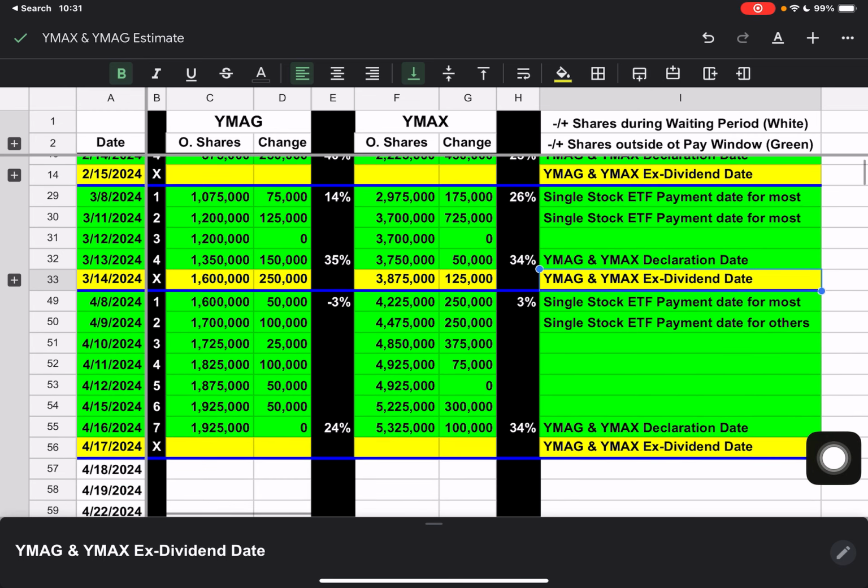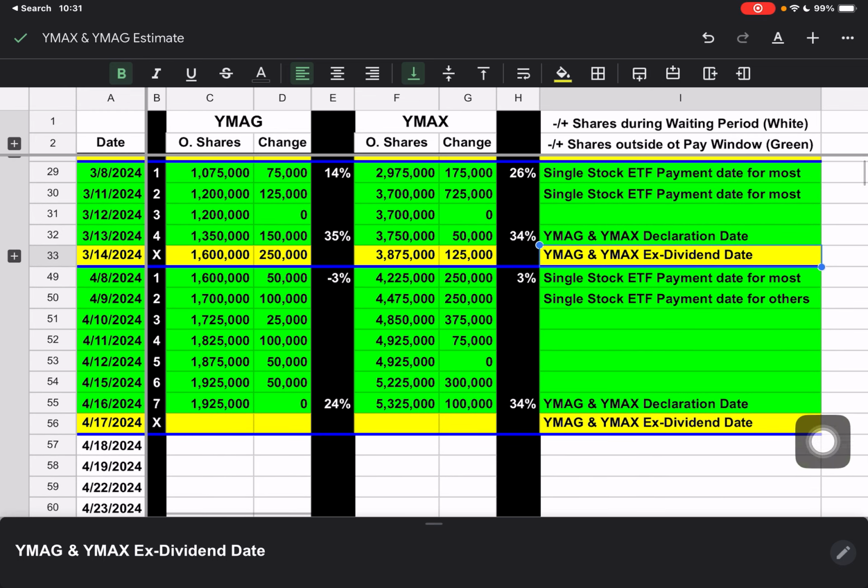And then when we see where we enter or leave this period, from our declaration date to pay date, we're looking at an increase for the YMAG. It increased 24%, while the YMAX increased 34%. So actually, YMAX increased 34% both months there.